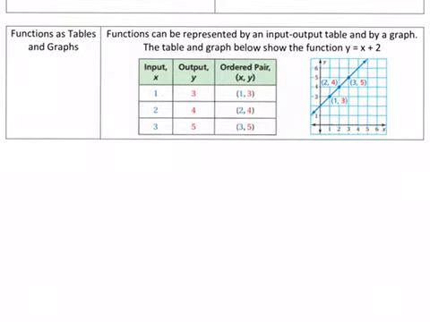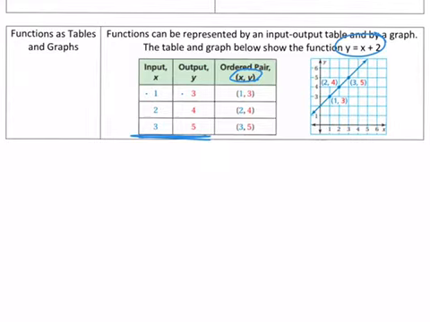Now, another way to represent functions is through graphing and tables. So we see that we have inputs and outputs right here in this table when we're talking about this function of y equals x plus 2. So if you plug in a 1 for x, you get 3 for y because 1 plus 2 is 3. But that also translates to ordered pairs. As we know, ordered pairs are x comma y. So we can have an input-output table, or you can put it into a graph.